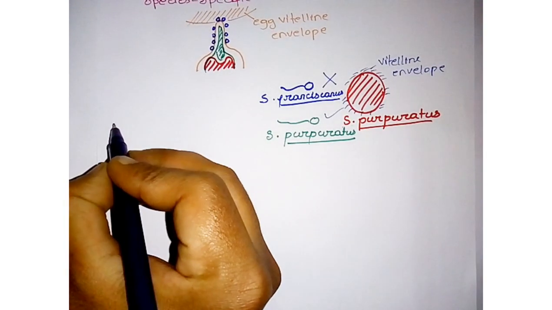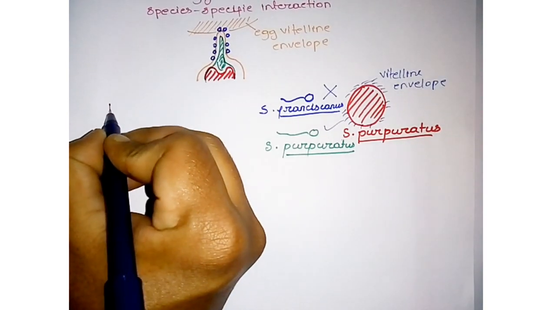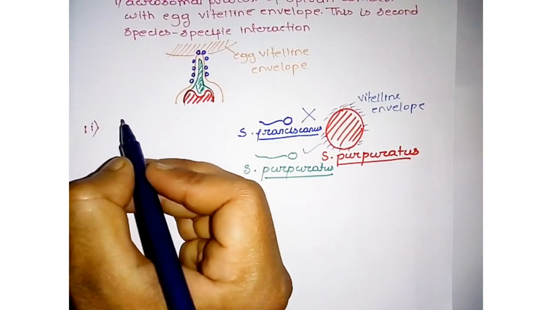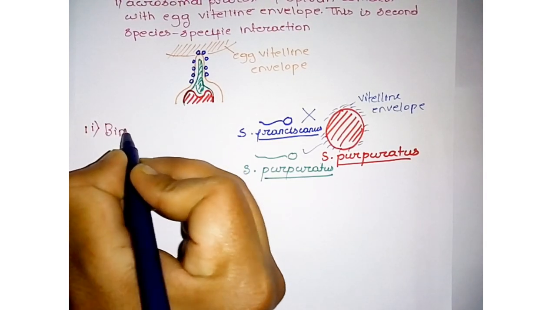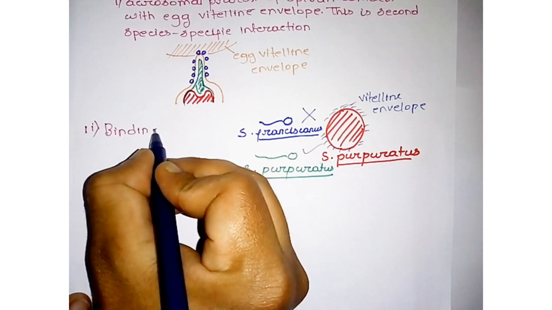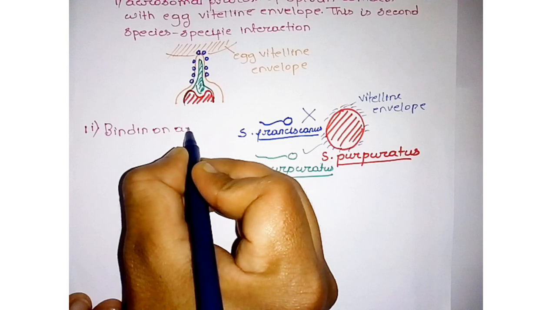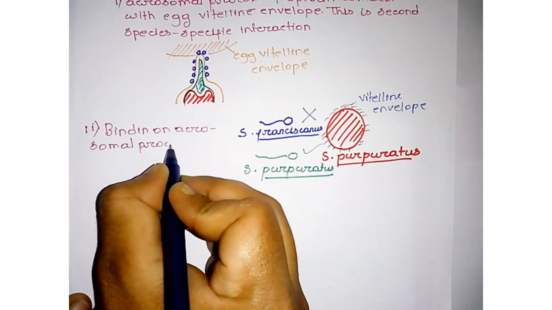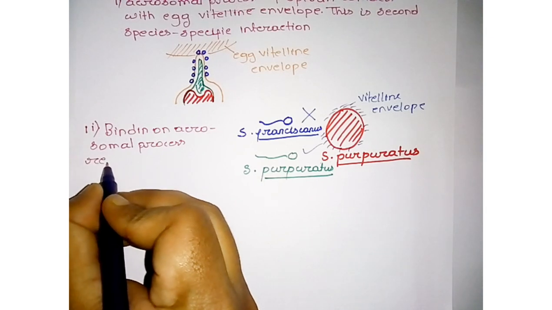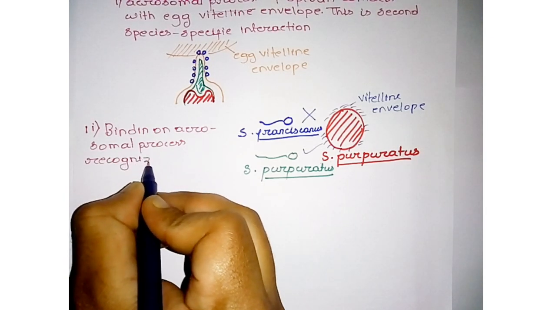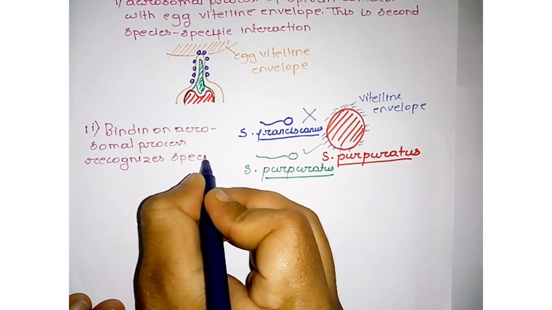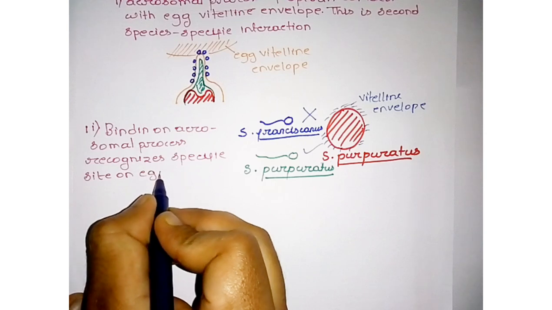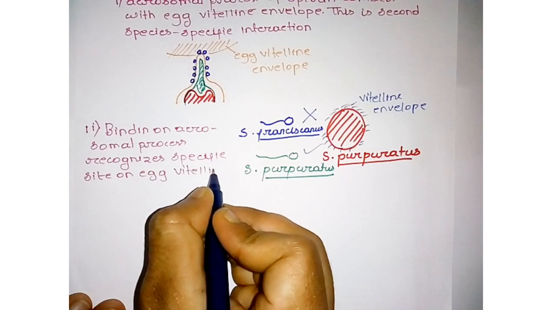So, binding on the acrosomal process recognizes a specific site on the egg vitelline envelope.